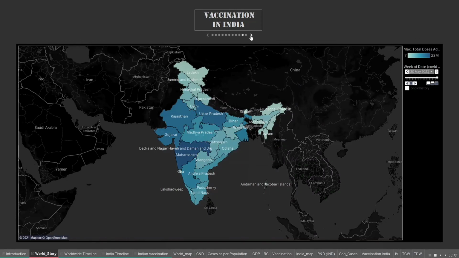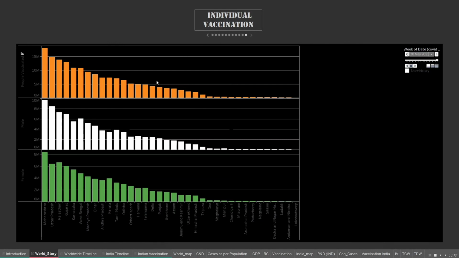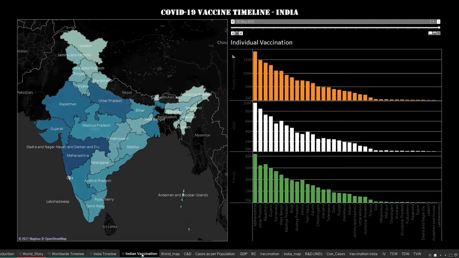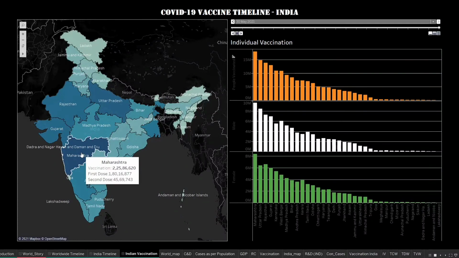Later on, we have gender distribution, or we could say gender-wise vaccine distribution, like how many males and females have been vaccinated. Now let's have a look at our final dashboard, which is for vaccination. Here I have included all those features which were in the Indian vaccination drive, such as map and these graphs. Maharashtra holds the maximum vaccine administered.